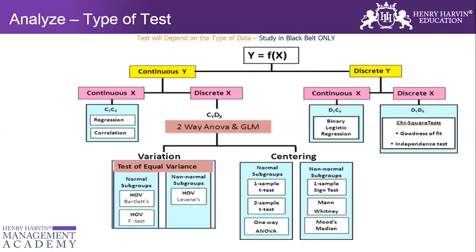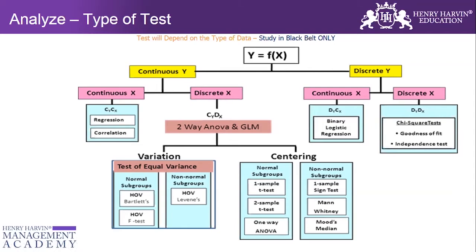So when Y is continuous and X is continuous, there are two things that I can go for. Either I can go for a regression analysis, and second, I can go for a correlation analysis. The second category is if my Y is continuous and my X is discrete.